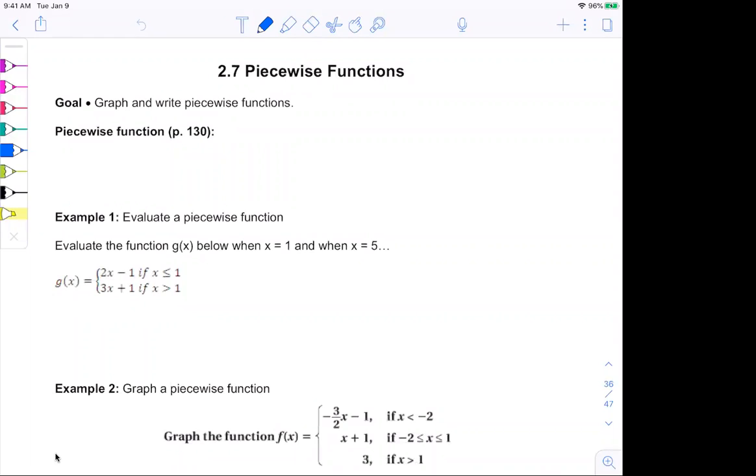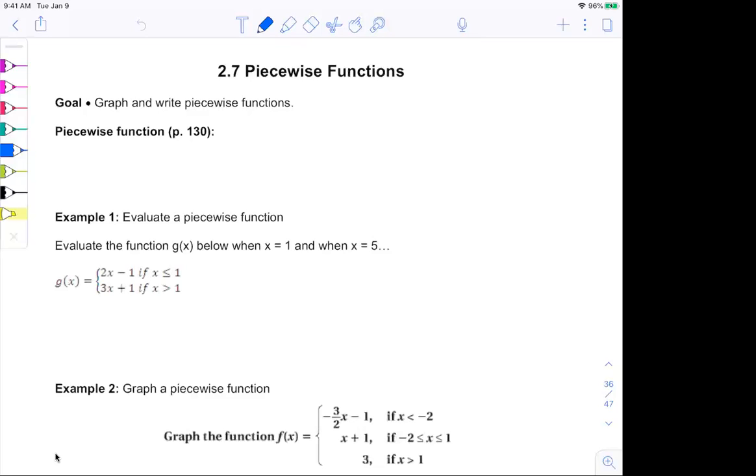The last 2 sections of this chapter have been more involved than the first 5. So section 2.6 were those linear regression equations where we had to do a lot of explaining and analyzing. And then section 2.7 has a couple of different parts to it. So we looked at absolute value functions, we looked at transforming graphs, the domain and the range, and now these piecewise functions is where we're going to kind of end talking about.